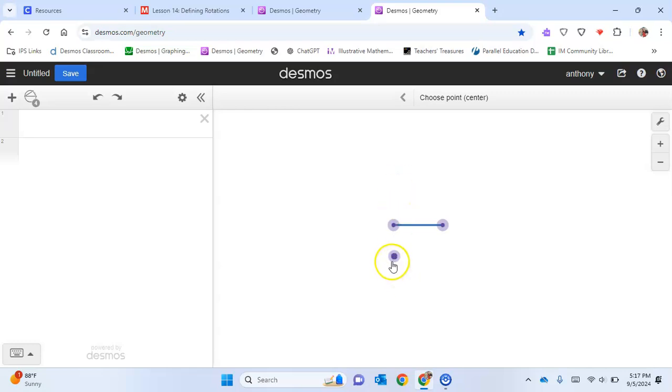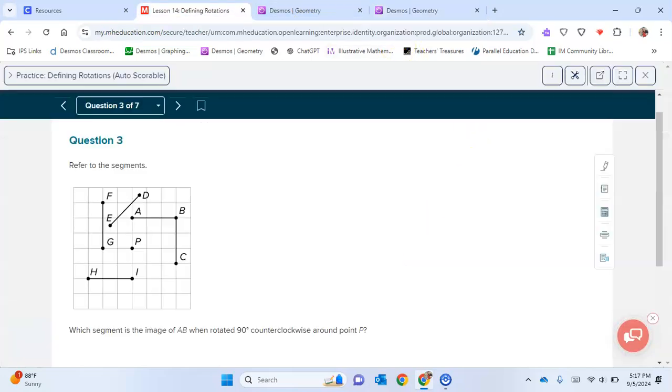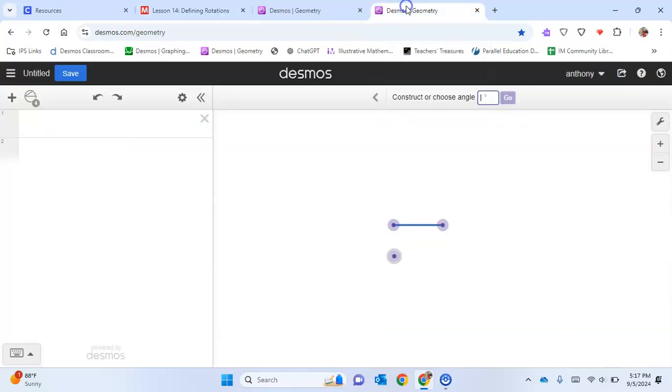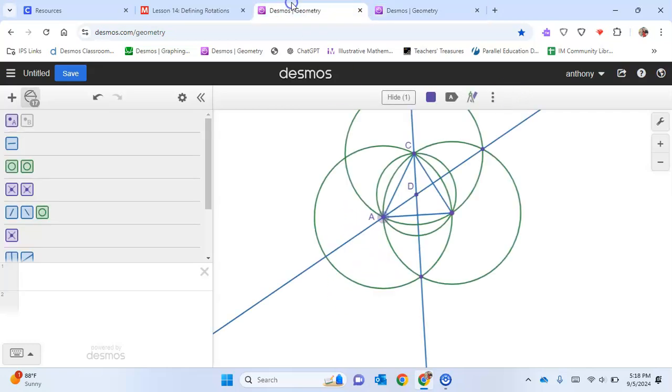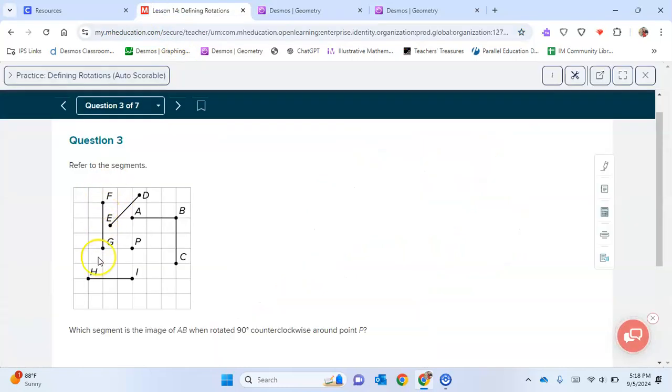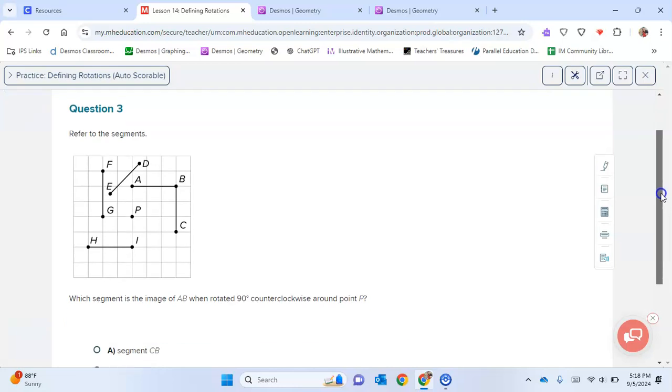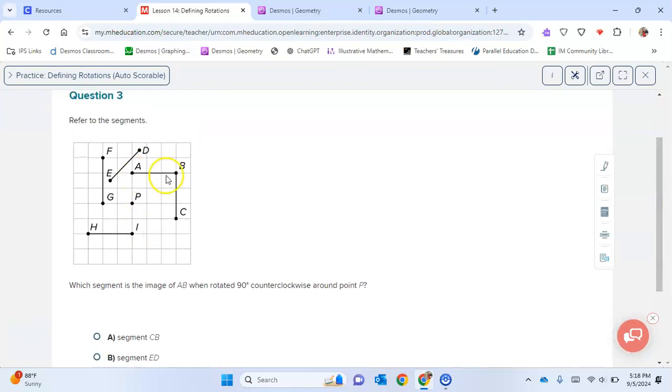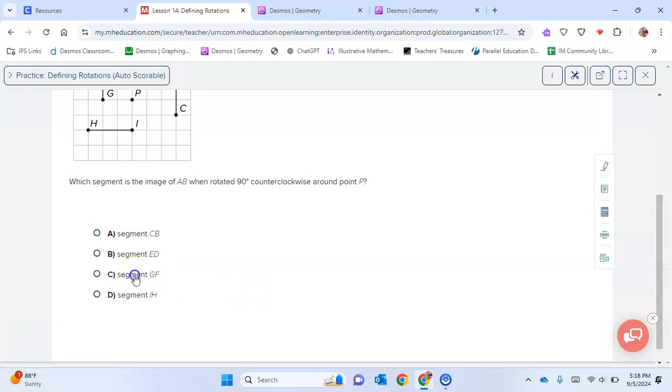90 degrees around this point, and 90 degrees counterclockwise. Again, counterclockwise is positive, clockwise is negative. So that's positive 90. And you can see it drew a vertical line to the left. So the answer has to be FG. So if we rotate this little segment AB 90 degrees counterclockwise, it becomes line FG, which is the same as GF.